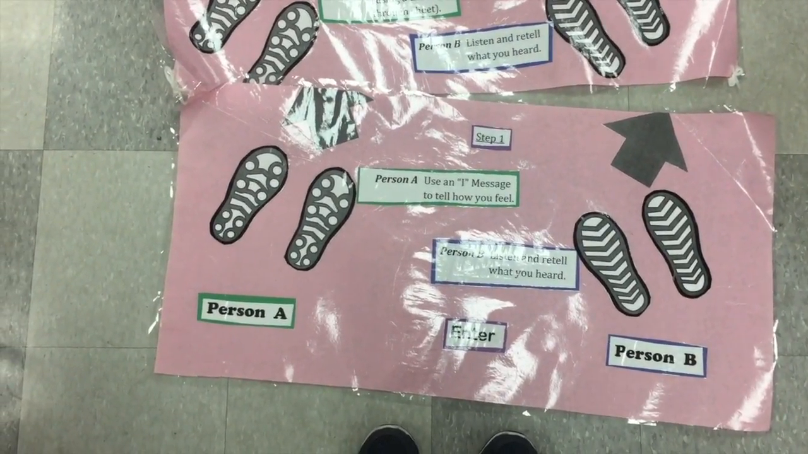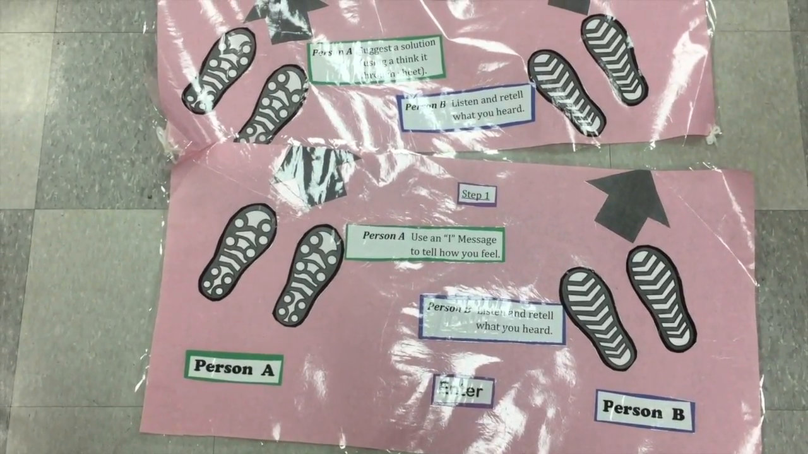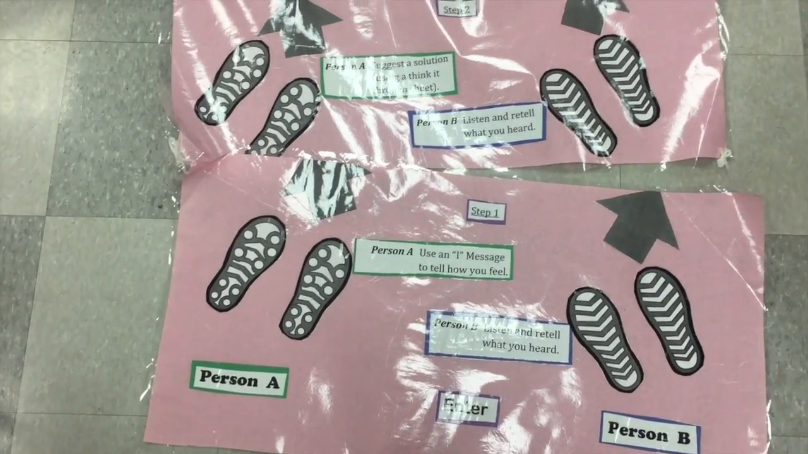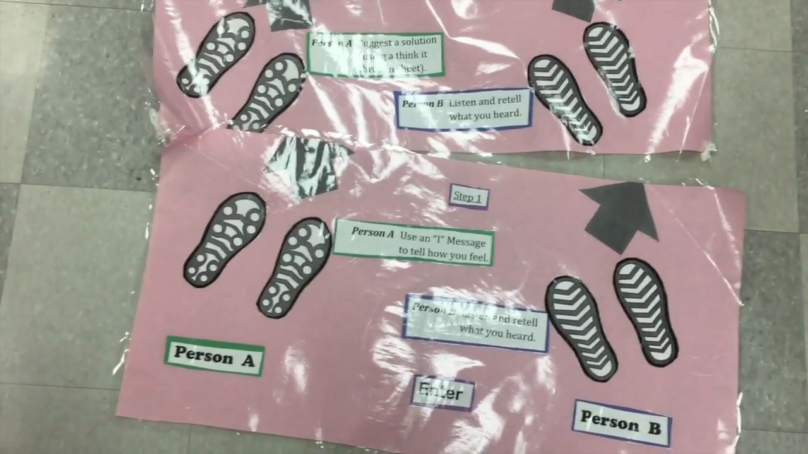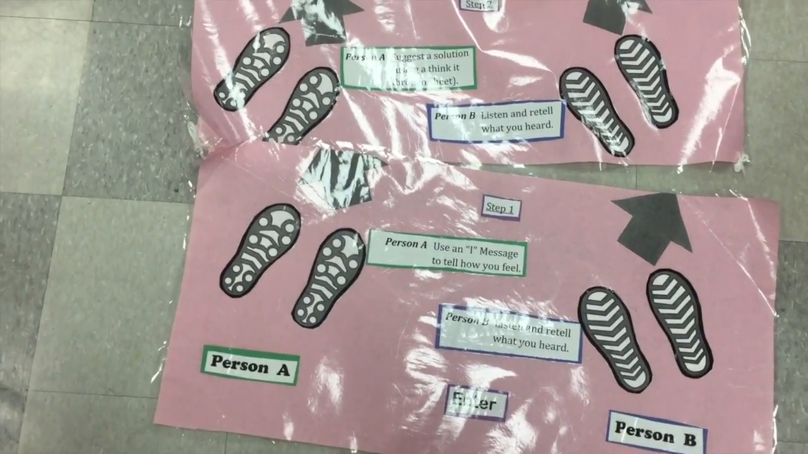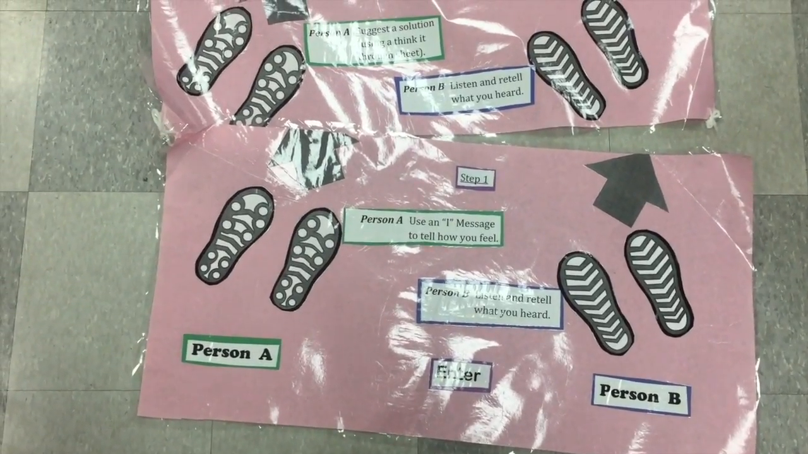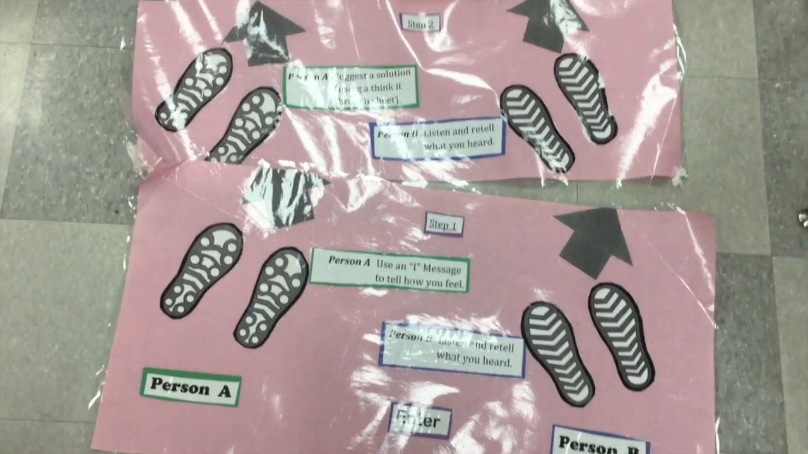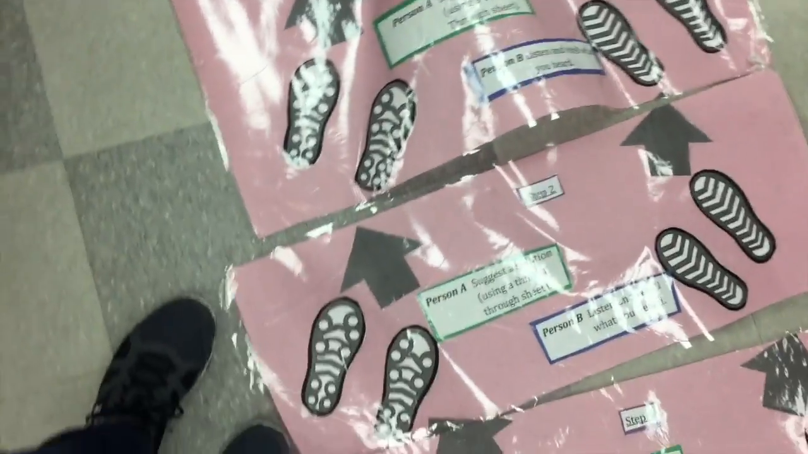So here you can see we start off with using I-messages and retelling what you heard, and it tells you for step one what they need to do. So person A is going to say how they feel, saying, I feel sad when you tell me I can't be in your group. Those little silly things the kids always tell us. You know what I'm talking about? Yeah. So person A will pretend with that scenario, and person B will go ahead and do exactly what that prompt says. Once they get past the step, I'm going to have them walk on here, and person A follows their footsteps over here and person B over there.